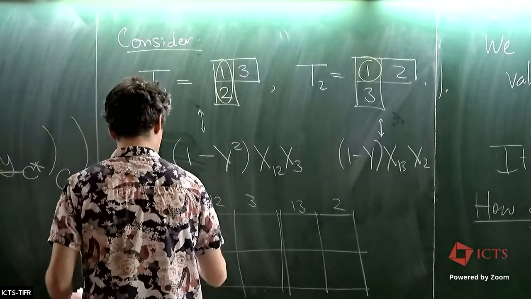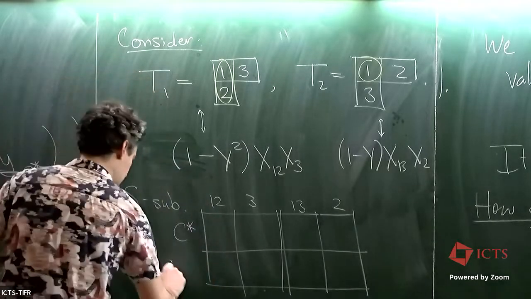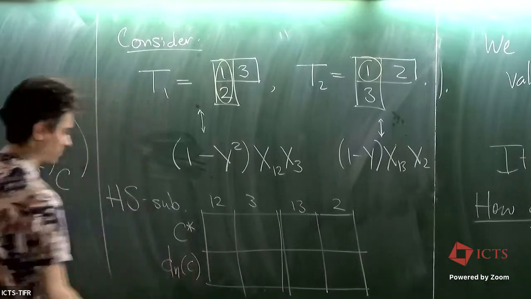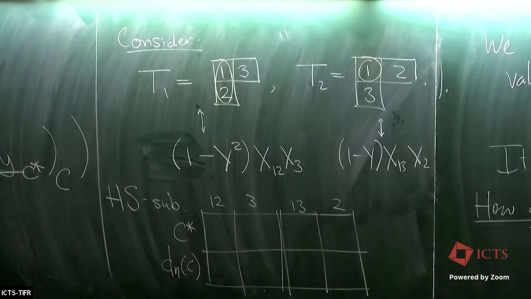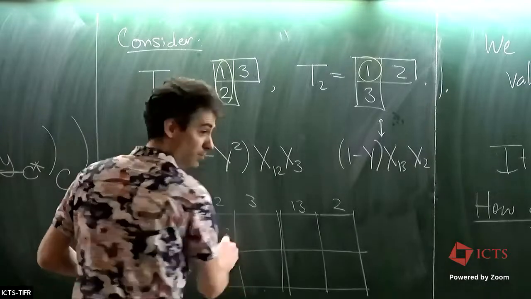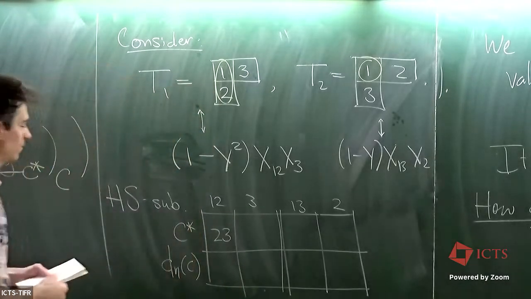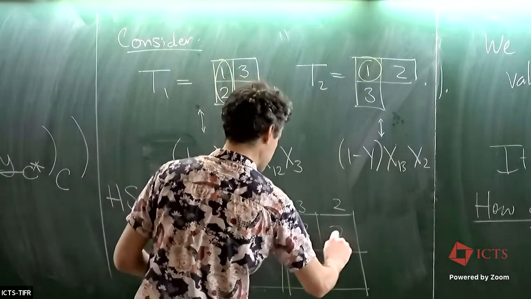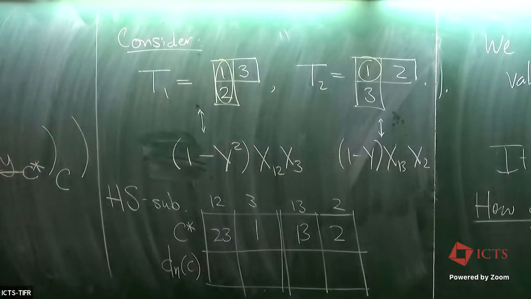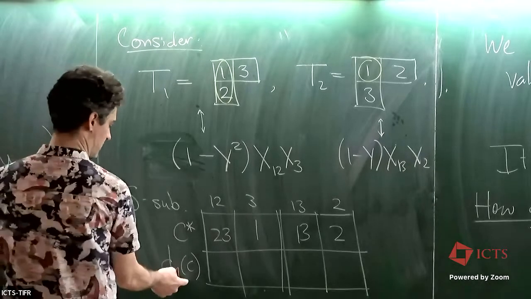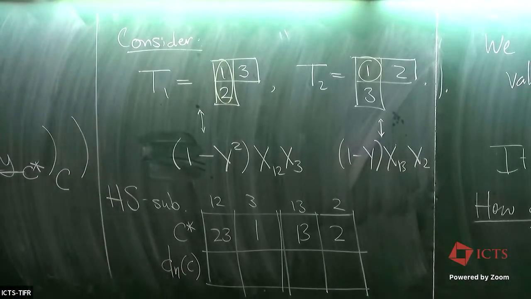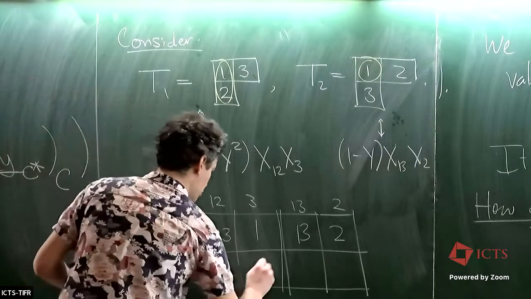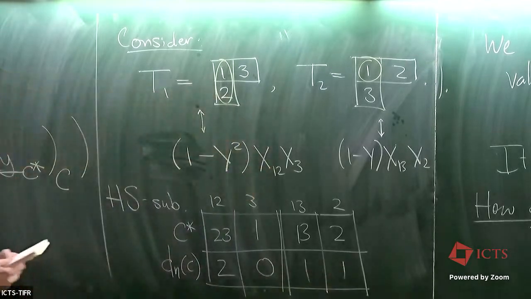We need to compute the C star, and we need to compute the dn of C. I'll just give it to you due to time reasons. We get a 2, 3 for this. We get a 1, 3, and a 2, by performing this little involution. For the dn of C, the dimension of this Schubert variety, you can compute that fairly easily. That's a 2, 0, 1, 1.